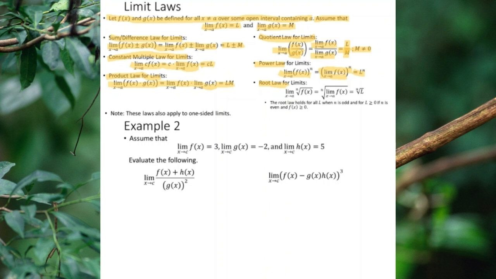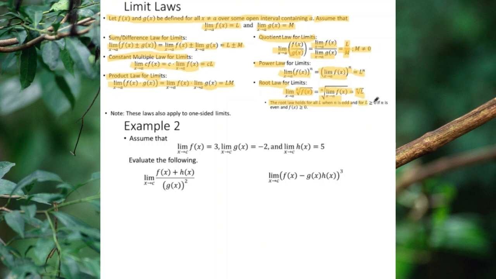And something similar for the root law. The limit as x approaches a of the nth root of f of x is equal to the nth root of the limit as x approaches a of f of x, which here would be the nth root of L. However, there are some restrictions to the root law. The root law holds for all L when n is odd. This is because we can take the odd root of any number.